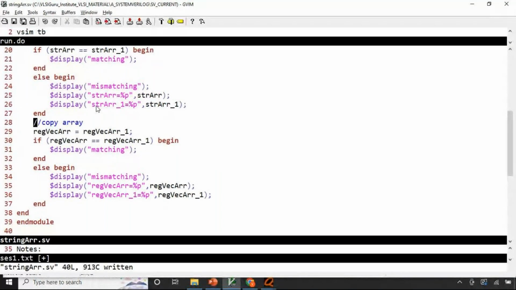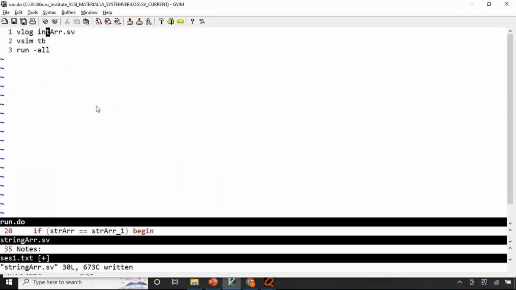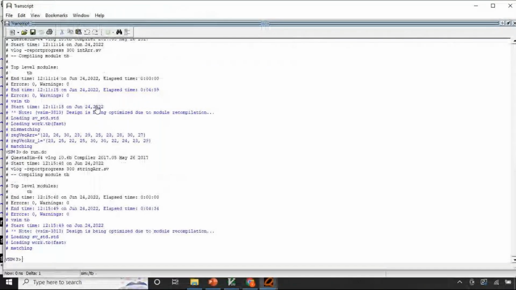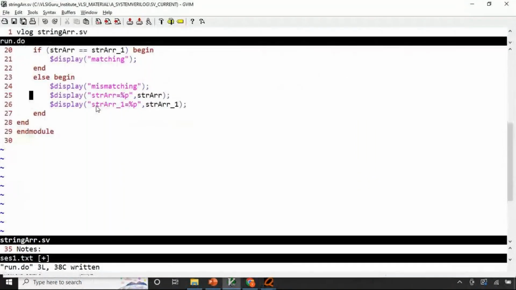No need of copy. Go here. String array comparison: matching, because we created both the same, right? Created both the same. Now what I could as well do is print these values.